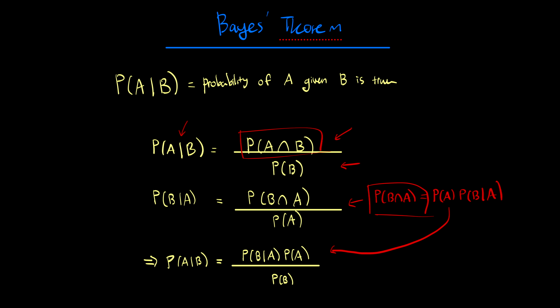So the choice of using either of these equations is just going to come down to what information you have. If they give you P(A and B) and P(B), you use this equation, and if they give you P(B given A), P(A), and P(B), you go ahead and use this equation.